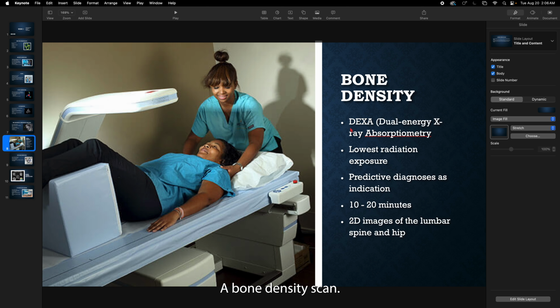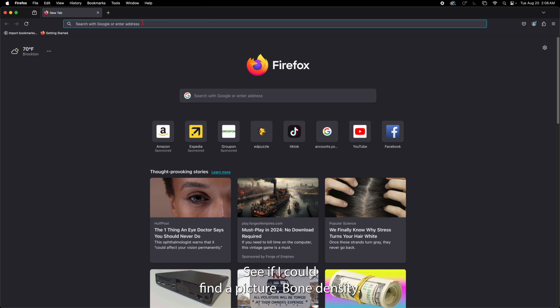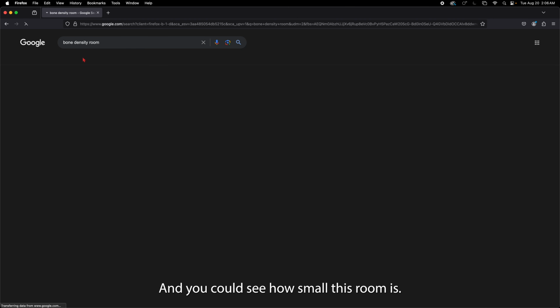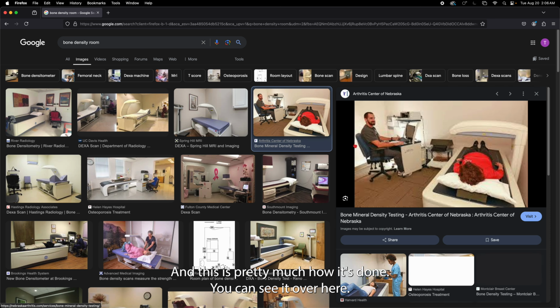A bone density scan. This has the lowest risk, the lowest amount of ionizing radiation that we use in the diagnostic setting. Very, very low, to the point where the technologist is in the room, just sitting behind a lead shield. There's no console area. They're sitting in a tiny room for a bone density room. Let me see if I could find a picture. Bone density room. You can see how small this room is, and this is pretty much how it's done.